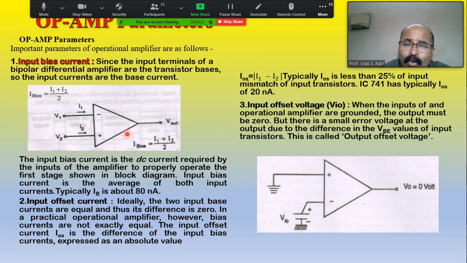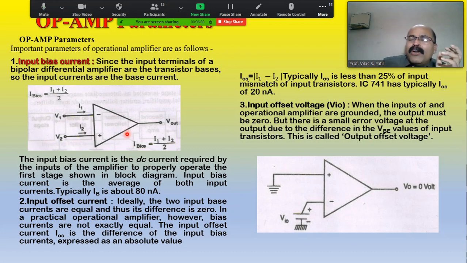Okay, then what about the bias current, the input bias current? The input bias current is the average of the base currents. And what is the average? I1 plus I2 divided by 2 is the input bias current. Here IB is the base current of the bias, and it is the average of the two base currents, I1 plus I2 divided by 2. The input bias current is the DC current required at the input of the amplifier to operate properly in the first stage.